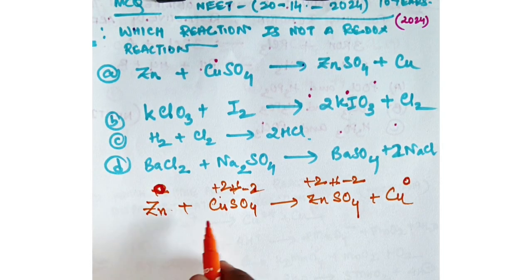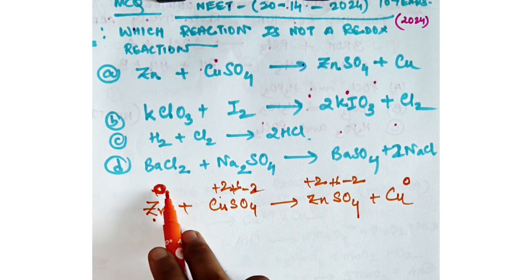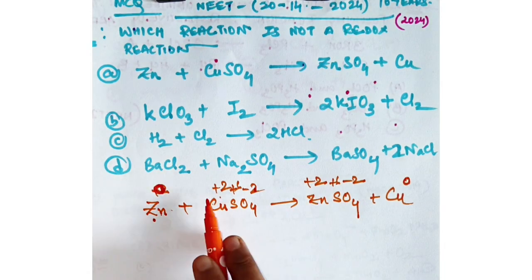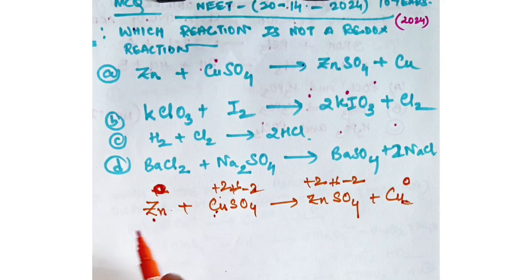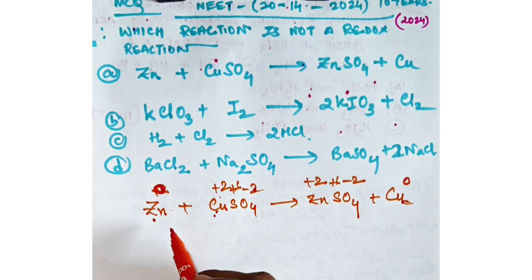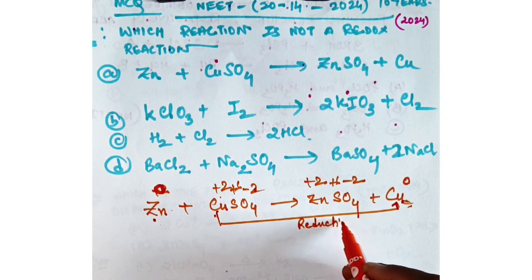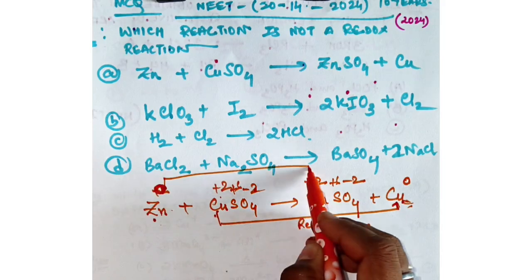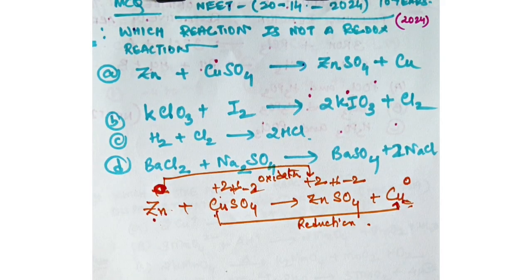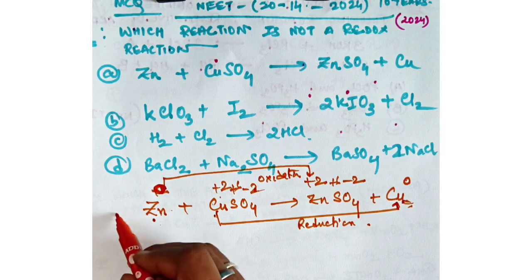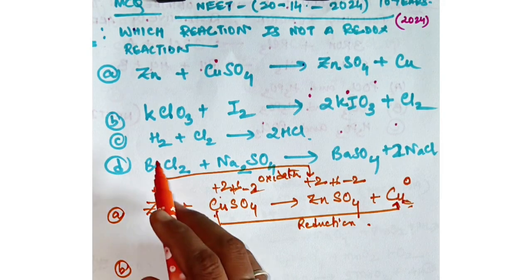So see, here zinc was in the 0 oxidation state and became +2. Copper was +2 and became 0 by gaining electrons. So there is oxidation and reduction taking place: reduction here, and oxidation here. So this is a redox reaction, and your answer is not A. Check B.